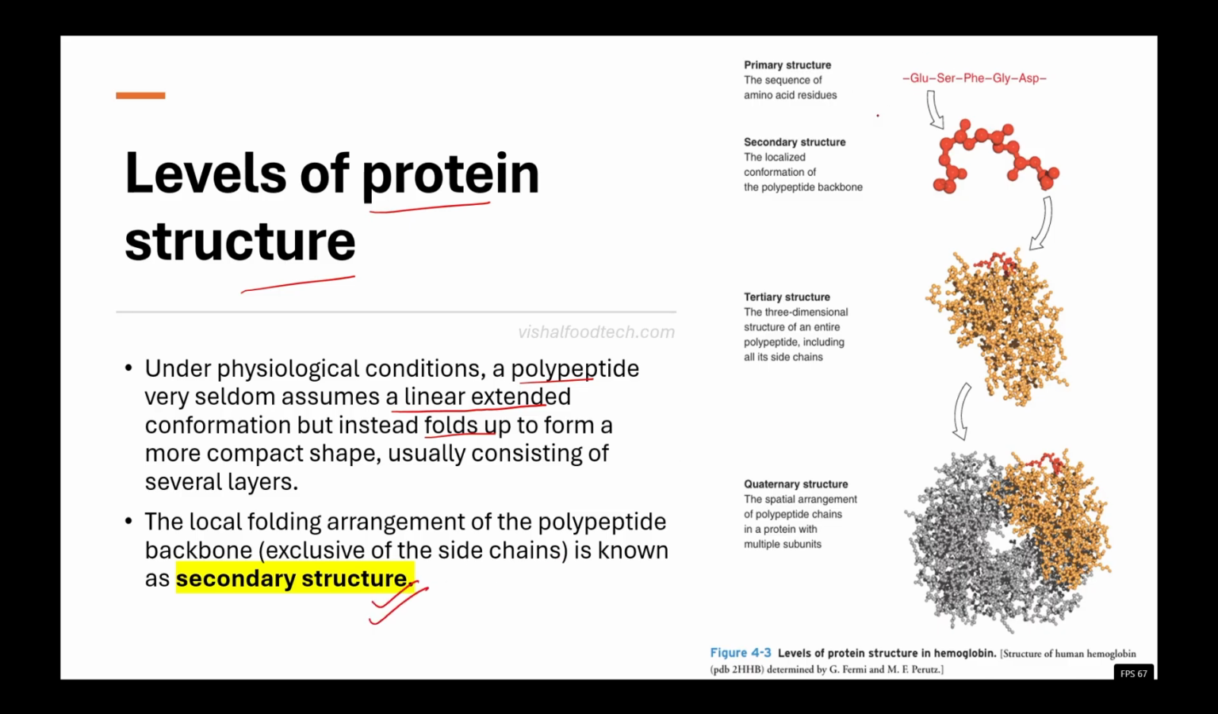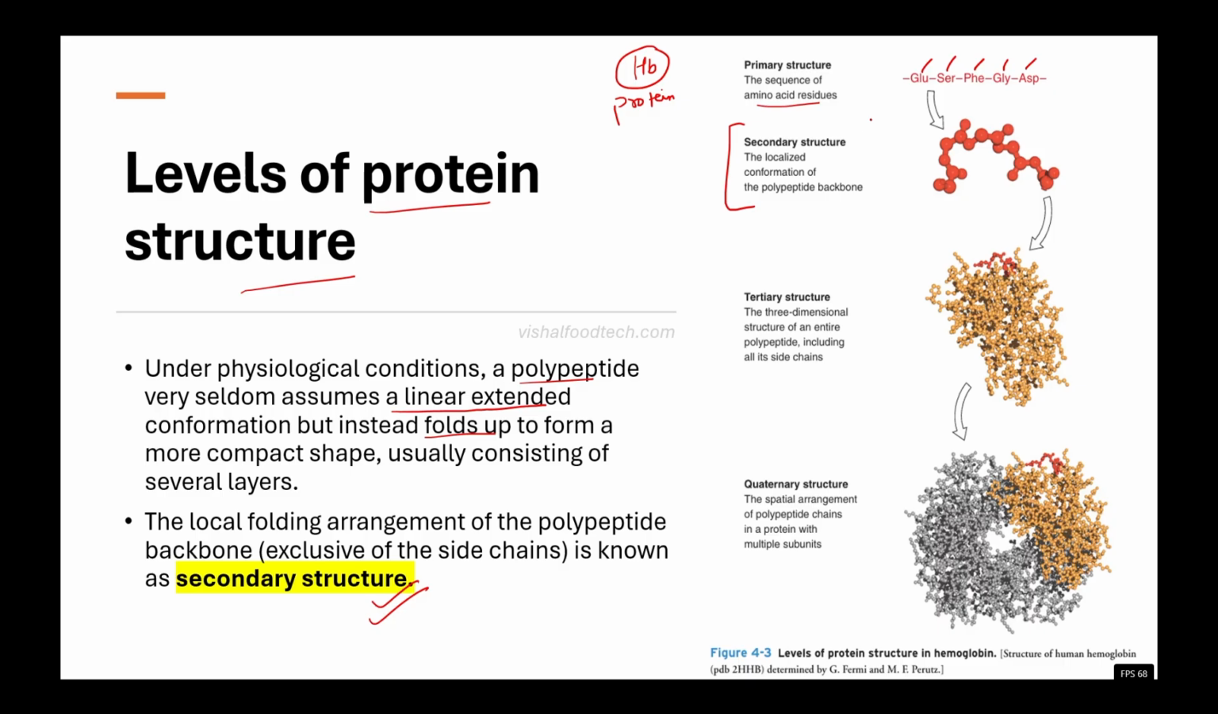So for example, here we can see an example of hemoglobin. This is a protein. In the primary structure, we can see there is a sequence of just amino acids. This is glutamine, serine, phenylalanine, and glycine aspartic. So this is just a representation of the sequence of amino acids.